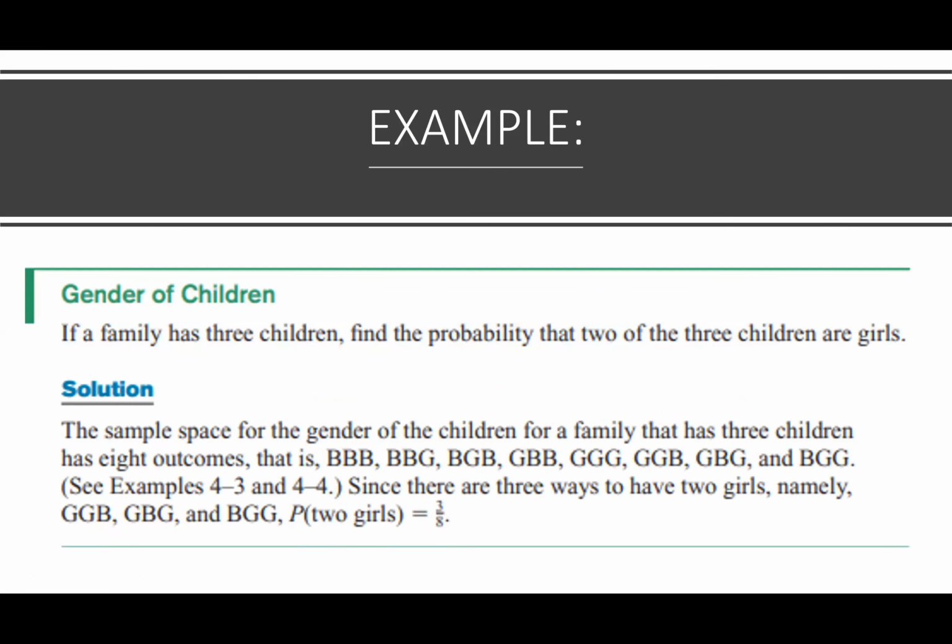Example: if a family has three children, find the probability that two of the three children are girls. In this solution, the sample space of the gender of the children for a family that has three children has 8 outcomes. Since there are three ways to have two girls, the probability is 3/8. This is the number of favorable outcomes over the total outcomes.